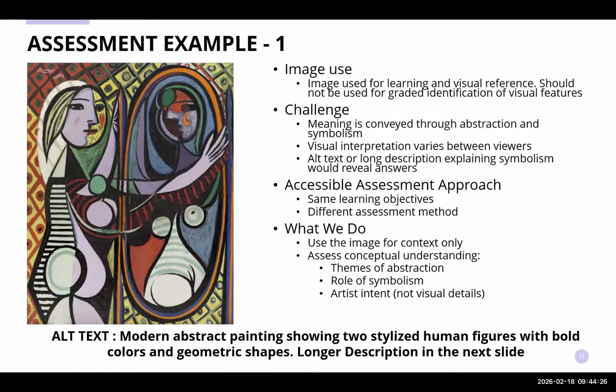In this way, we can assess conceptual understanding, like asking about themes of abstraction, the role of symbolism, or the artist's intent, without requiring students to identify visual details that only sighted students could see. This example shows how the same image and the same learning objective can be used differently depending on whether the goal is instruction or assessment, ensuring that we measure understanding rather than observation, or what the student actually sees. Next slide, please.